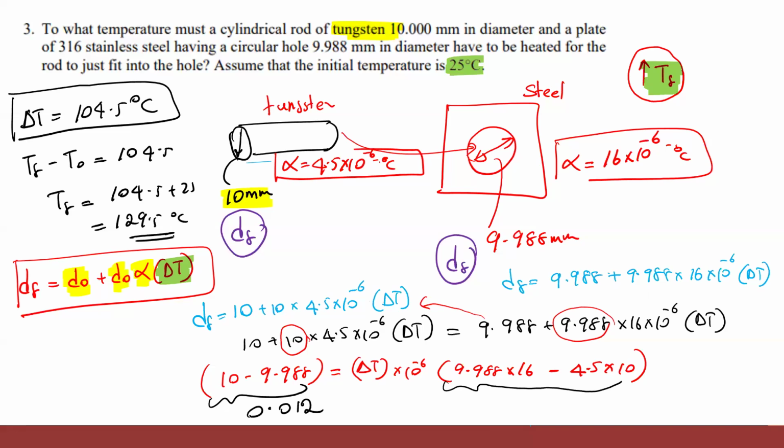So if we heat both of these parts to 129.5 degrees Celsius, that tungsten rod will fit in the steel hollow. Am I right? Any question? So that will cover all three parts. One is heat flux. The first question was on heat flux, heat transfer. The second question was on thermal stress, and this one is on thermal expansion.